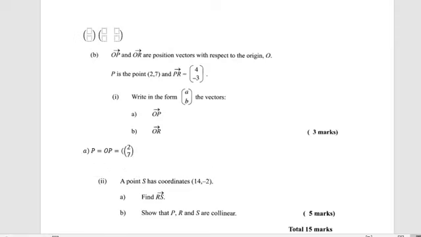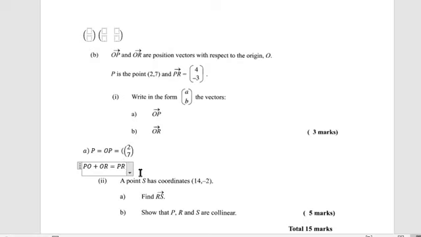Now for B, it says write in the form the vector OR. So what we know is that PO plus OR is equal to PR. This is from multiplying. Once the terms in the middle are the same, we know that the end is always those on the outside, which is P and R. So PO plus OR should give us PR.